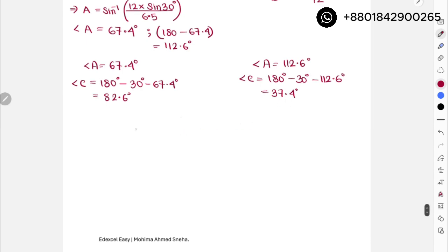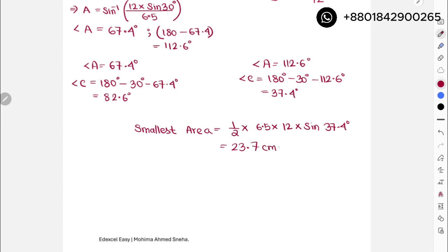So finally, I'll write that the smallest area is just going to be half times AB, which was 6.5 and 12, times sine 37.4 degrees. So from there you get half times 6.5 times 12 times sine 37.4, and that leaves you with 23.68. So I'll just stick to 23.7 centimeters square.